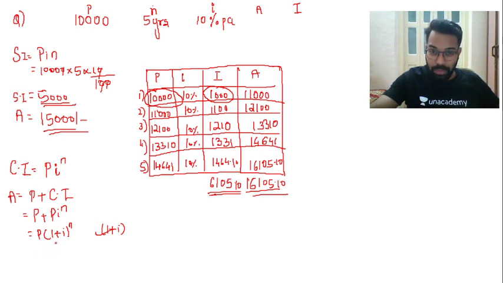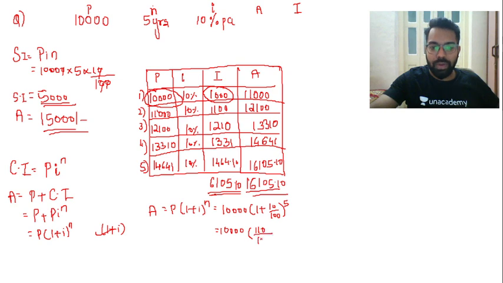Let's check if this formula works. For that, let's substitute the values. Amount is equal to principal 1 plus I raised to n, is equal to principal is 10,000, 1 plus I is 10%, 10 upon 100, the whole raised to period is 5 years. It is nothing but 10,000, 110 upon 100, the whole raised to 5.